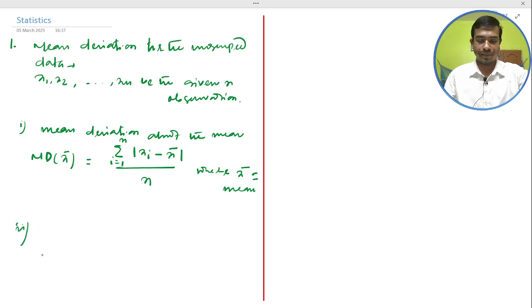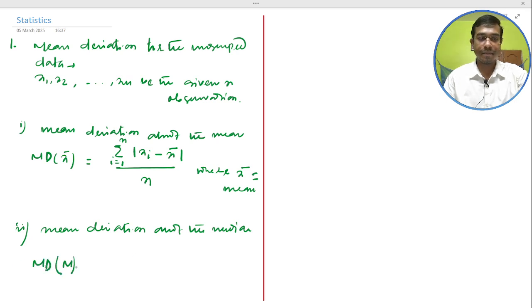Number 2, the mean deviation about the median. The MD about the median M is equal to the summation for i from 1 to n of the mod of xi minus M, divided by n, where M is the median.